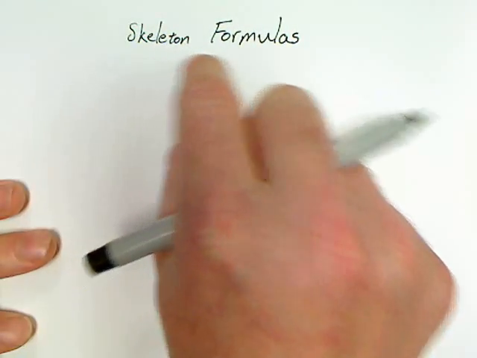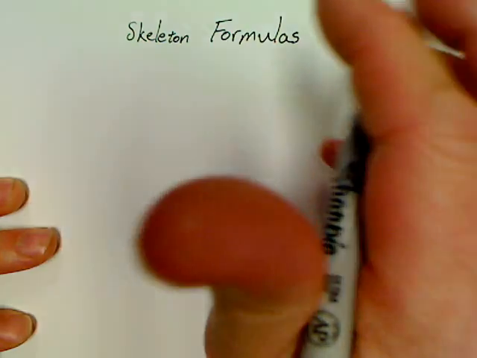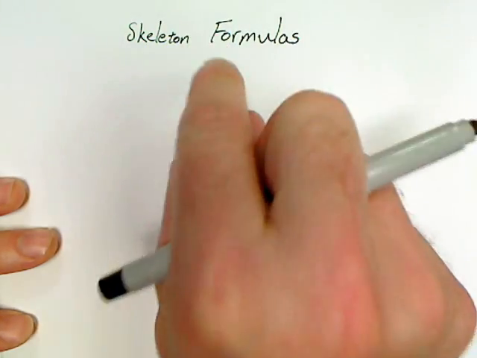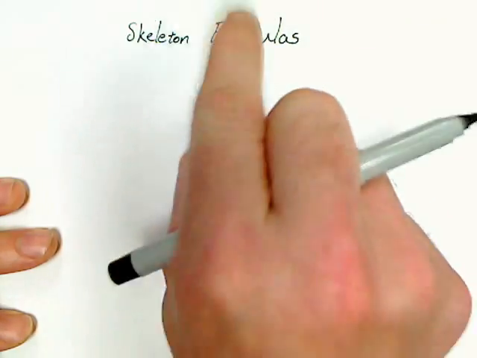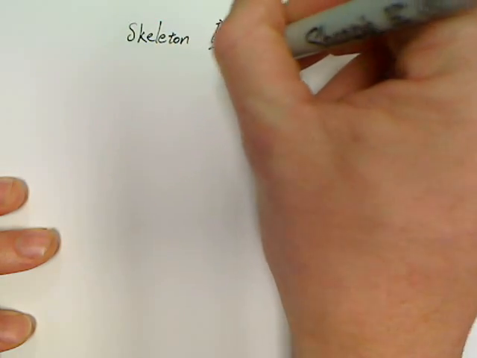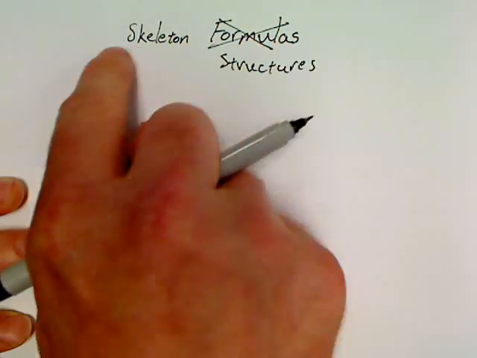Hey, the only thing I haven't covered with y'all right now is what's known as a skeleton formula. It's a really quick-hand way, and I do it a lot. You don't do it unless you're told to do it. So, do not write skeleton formulas, or let's change that to structures, unless you have been told to write a skeleton.